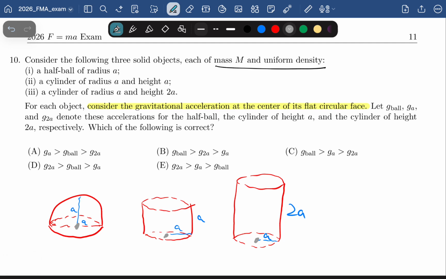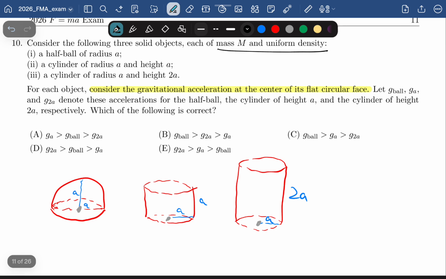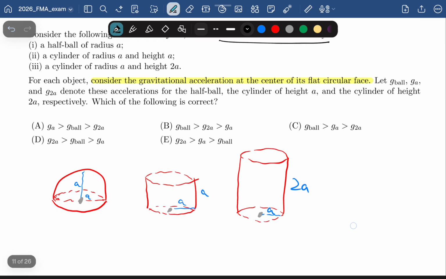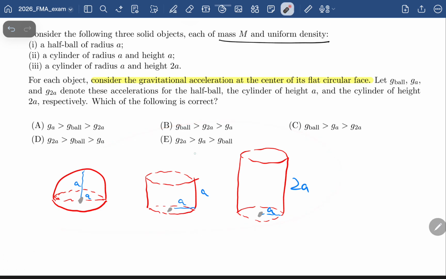Okay, so let g bar, g_a and g_2a denote these accelerations. Which of the following is correct? And we are asked to compare their magnitudes. So for each of these, it's not talking about Earth's pull on them. It's talking about the field that these generate themselves.